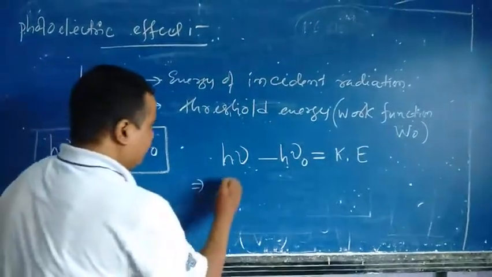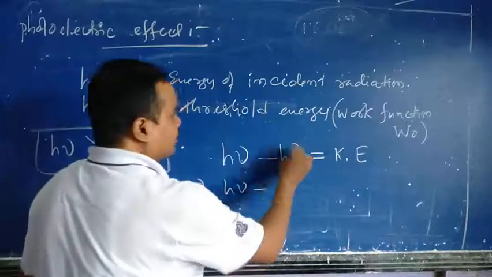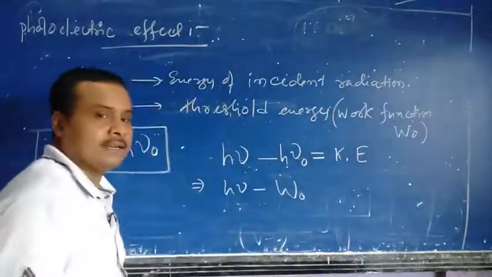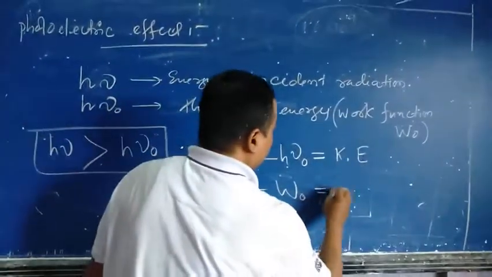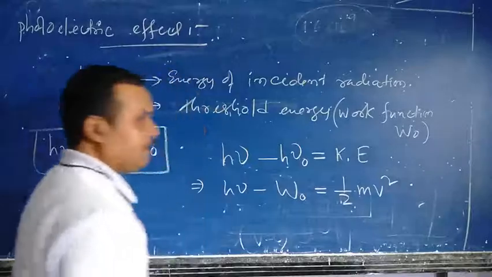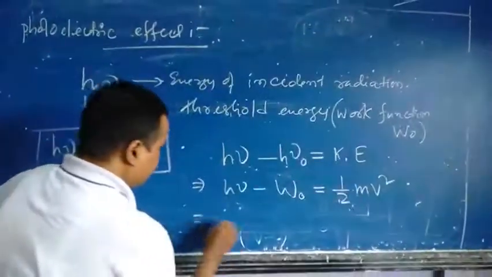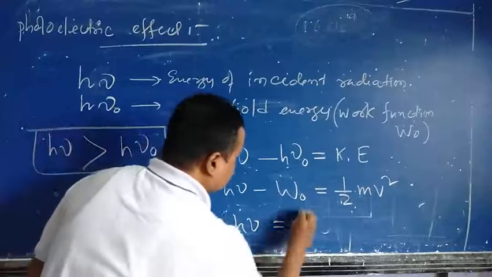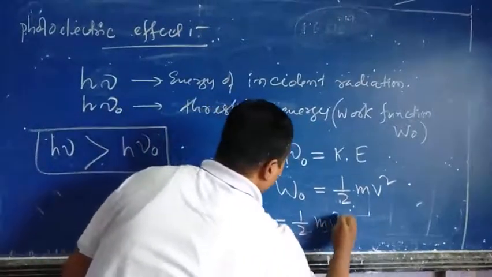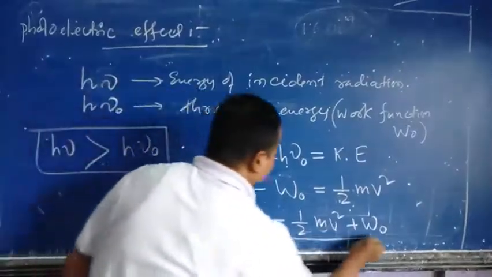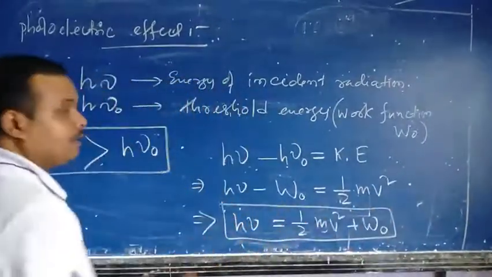So h nu naught, this is known as work function or threshold energy. So h nu naught का जगह हम लोग क्या लिख सकते हैं? W naught. Equal to kinetic energy का relation है half mv square. Then relation को arrange करने से h nu equal to हम लोग क्या लिख सकते हैं? Half mv square plus W naught. And this equation is known as what?